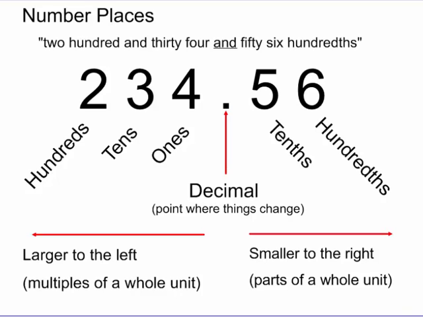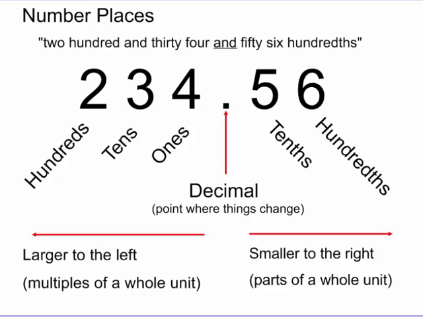From the decimal, moving to the right, we move to tenths and hundredths. You'll notice there is no oneths. Everything is based from the 1 and moves out from there. So as you move to the left, you have tens. As you move to the right, it's tenths with a TH. As you move 2 over to the left, it's hundreds. As you move 2 over to the right, it's hundredths.